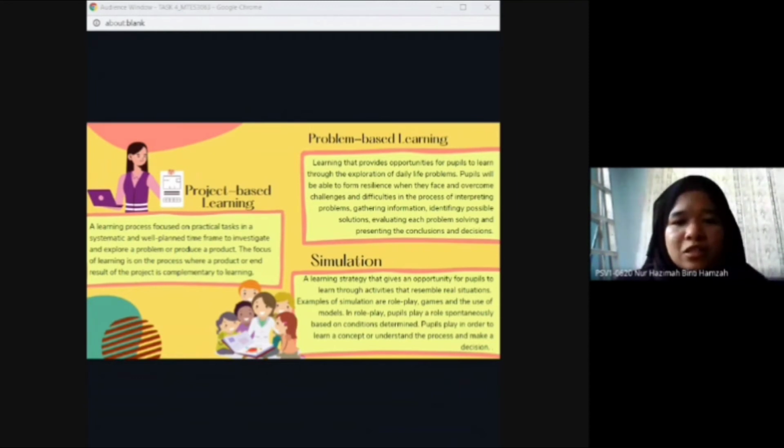Then simulation. Simulation is a learning strategy that gives an opportunity to pupils to learn through activities that resemble real situations. Examples of the situation are role play, games, and the use of models in role play. Pupils play a role spontaneously based on conditions determined. Pupils play in order to learn a concept or understand the process and make decisions.